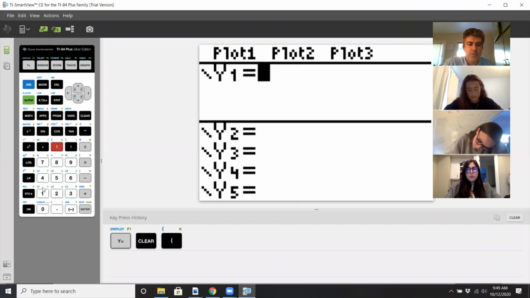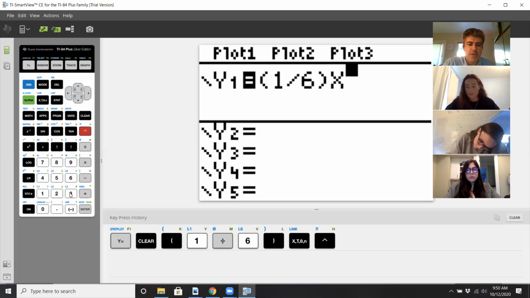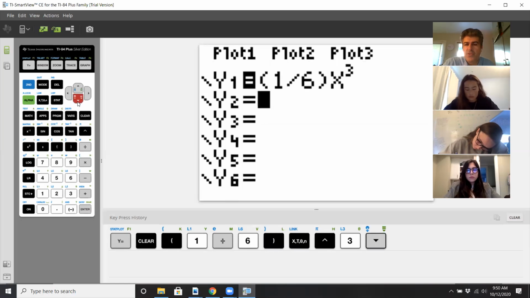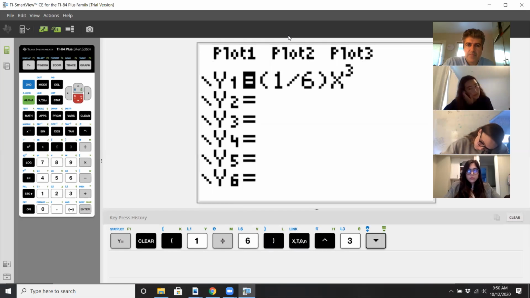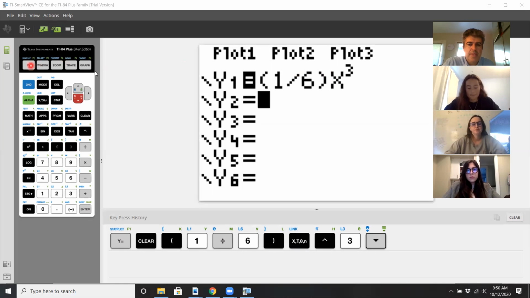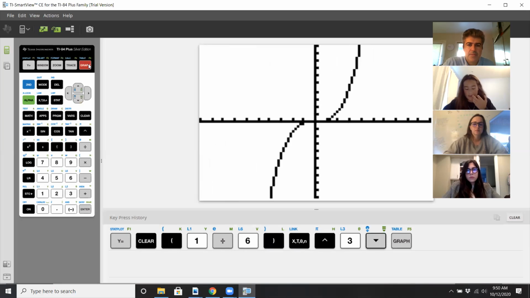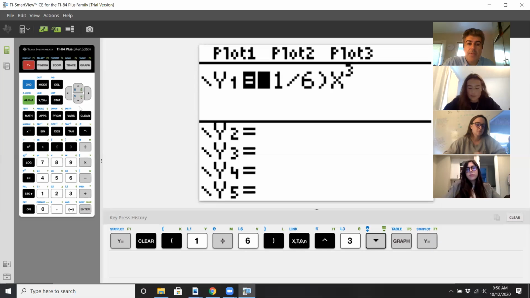I'm actually going to do this. 1/6 x cubed. I'm just going to graph y1 first, just so I know how it looks. So hit y equals. You can see I hit y equals and then I typed in 1/6, as you see right here. And of course I did x cubed. Now, if I just hit graph to see what happens, there you go, right? Nothing special. Whoop-de-doo. I want the derivative.